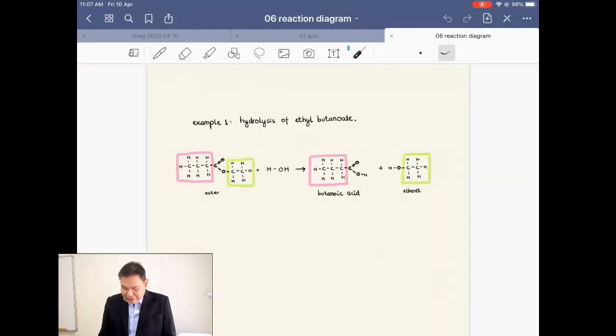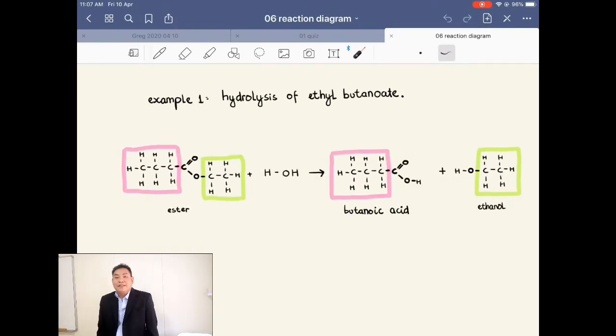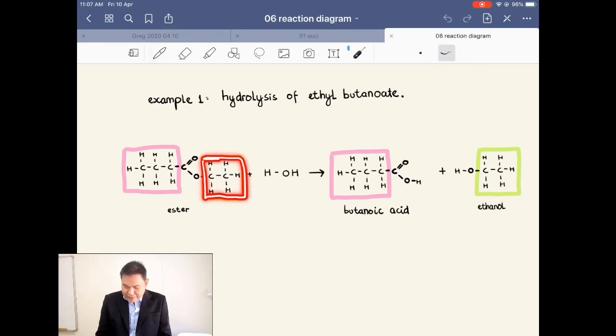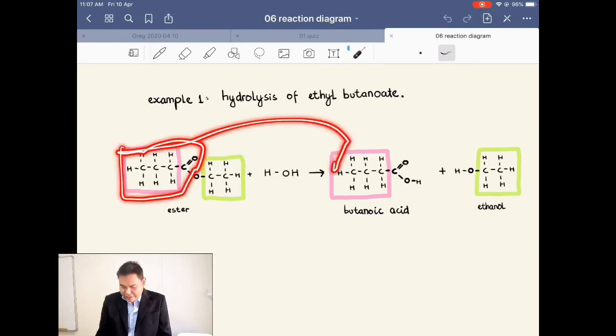Yeah, we use example 1. Hydrolysis of ethyl butanoate. Ethyl butanoate is this one. This part we call ethyl, because it contains 2 carbons. Butanoate is this one. See, 4 carbons. So ethyl butanoate. The butanoate will turn into butanoic acid.